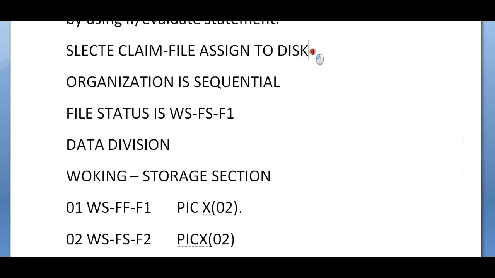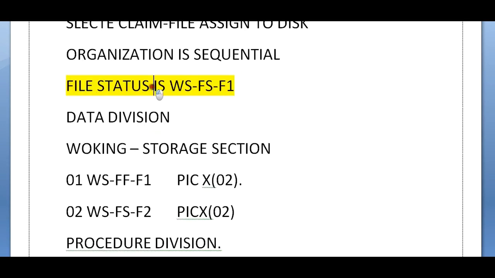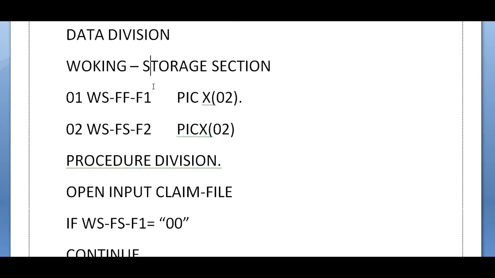SELECT CLAIM-FILE ASSIGN TO DISK, ORGANIZATION IS SEQUENTIAL, FILE STATUS IS WS-FS1. I am declaring a file status, and you need to declare this in the working storage section. When you give the file status, it gives some return codes: 00 stands for success, 10 indicates the end of the file, and 23 indicates record not found or row not found. So in the data division, working storage, I am declaring WS-FS1.